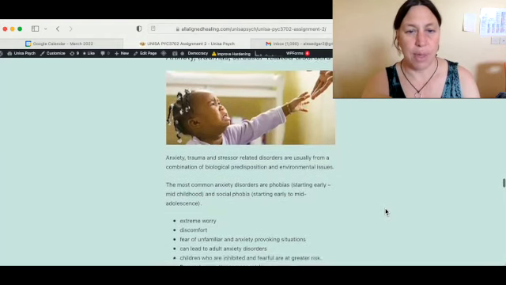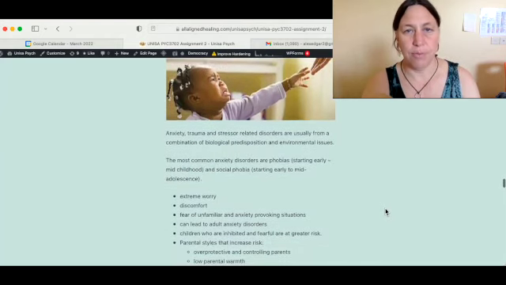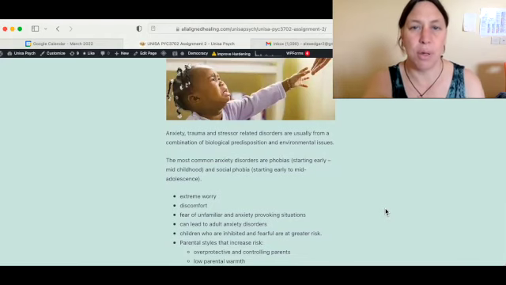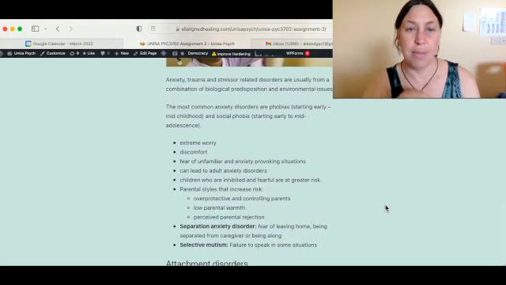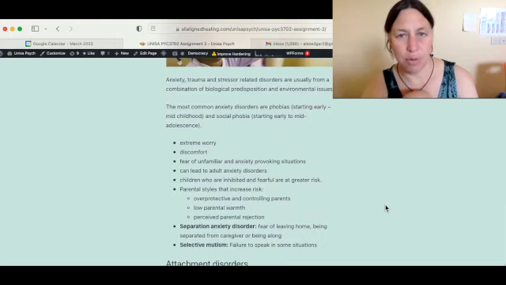Okay, so anxiety and trauma. Phobia and social phobia are the most common. There's separation anxiety disorder, and there's selective mutism.